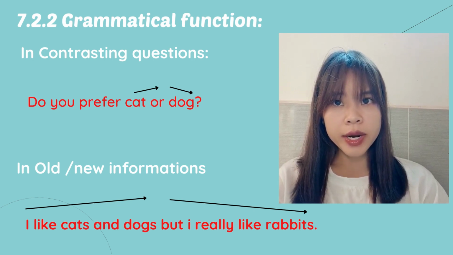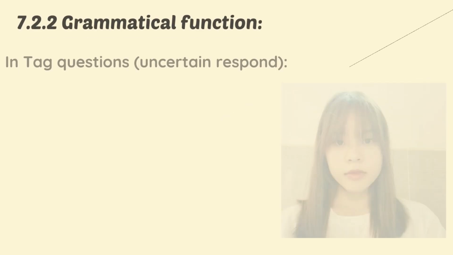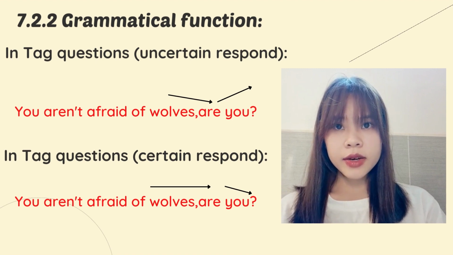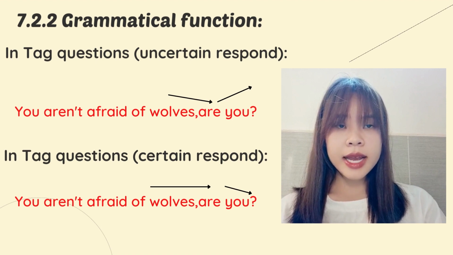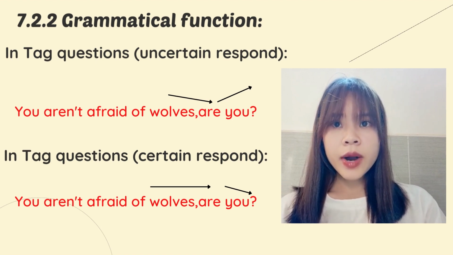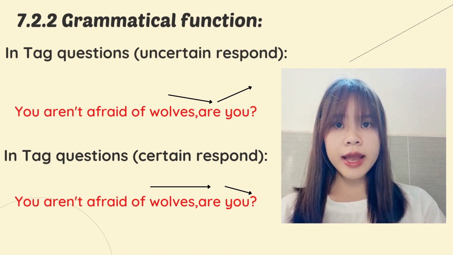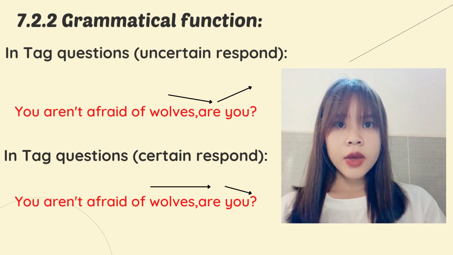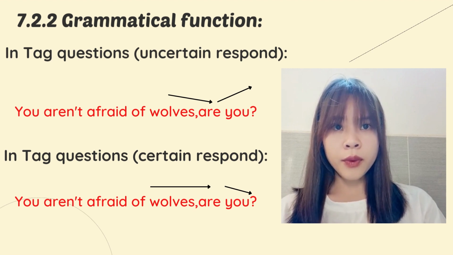Intonation often rises with old information and falls with new information. I like cats and dogs, but I really like rabbits. In question tags, the intonation falls then rises if the answer is uncertain: you aren't afraid of horses, are you? If the answer is certain, the intonation falls. You aren't afraid of horses, are you?